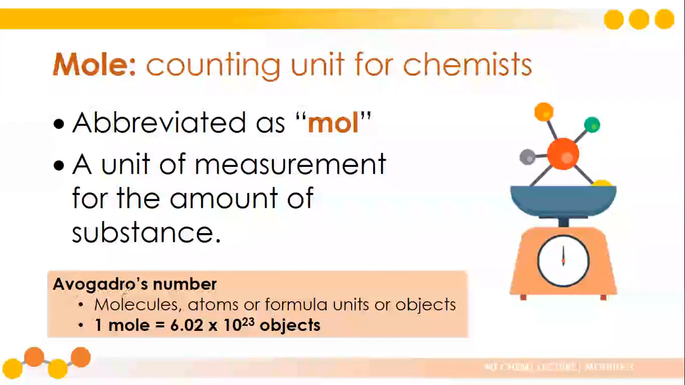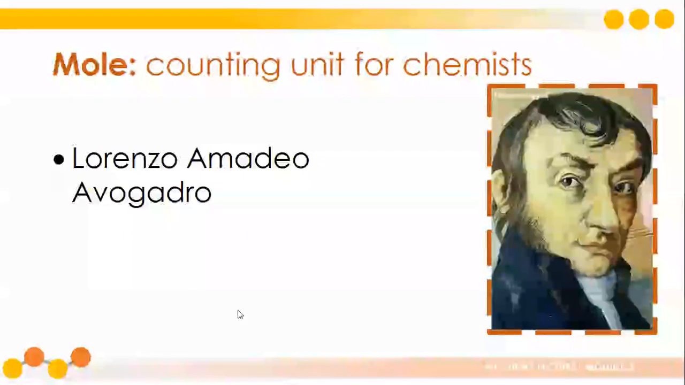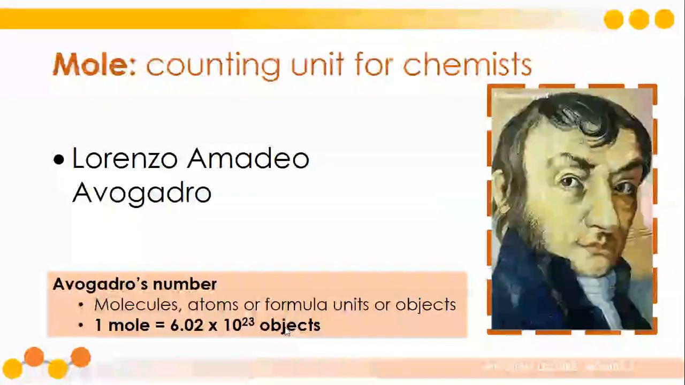A mole is related to Avogadro's number, which is the name given to the numerical value of 6.02 times 10 raised to 23. We can use the mole as a unit of measurement of objects, molecules, atoms, formula units in describing the Avogadro's number. The Avogadro's number was named after Lorenzo Amadeo Avogadro, who figured it out. Again, when we say Avogadro's number, what should come to your mind is 6.02 times 10 raised to 23 objects.